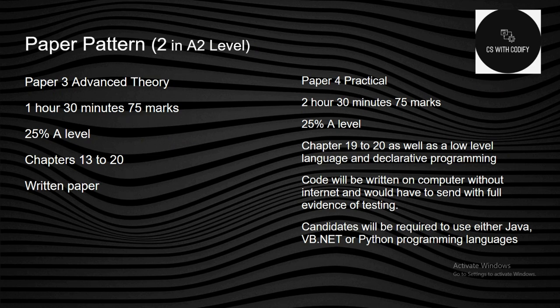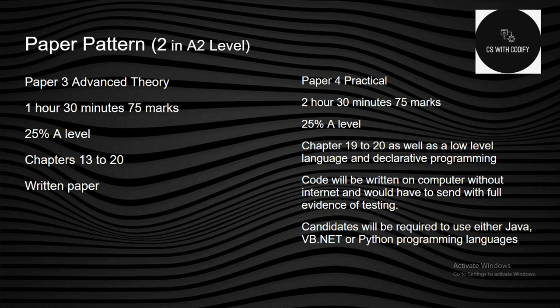Written paper. Paper 4. This is a practical paper, programming paper. 2 hours 30 minutes are required for this exam and 75 marks. 25% of your A level grade would be weighted for this exam. Chapters 9 to 20, as well as low level programming language and declarative programming are needed. The code would be written on a computer and you would not be given internet access, and you have to give full evidence of your testing and understanding for this paper.